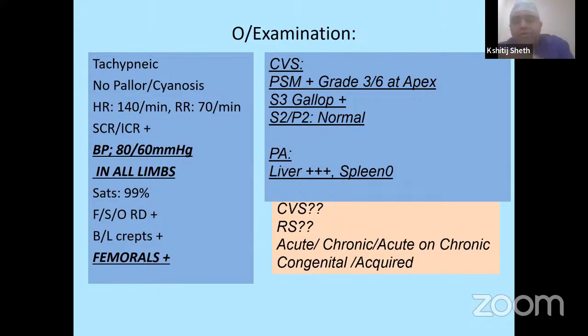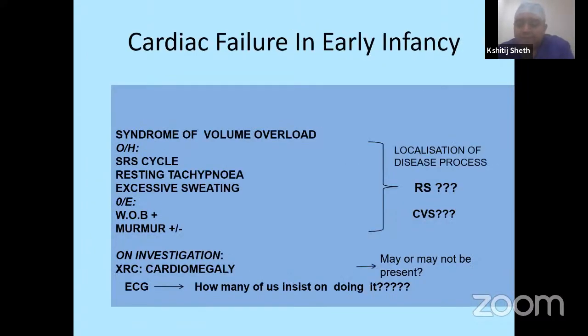So here, if you look, it looks to be an acute problem because there is chronicity, and if it had been a congenital problem, you would have had symptoms right from 1.5 months of age. The child has thrived well for 6-7 months and suddenly landed up in trouble. So it looks more like an acute problem and probably an acquired problem. Still, some congenital problems could be missed.